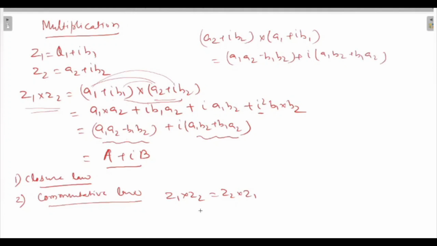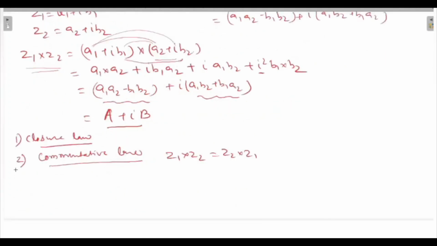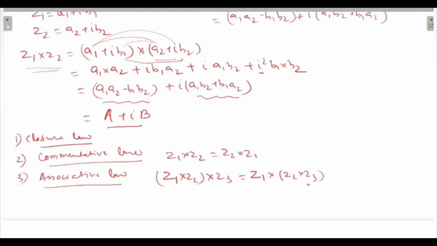So z1 z2 will be equal to z2 z1. This is the commutative law. The associative law will also be applicable here, which is nothing but z1 into z2 and a third complex number z3, or we multiply z2 and z3 first and z1 later. It will not change. I'm not going to prove it, but if you want, just take three complex numbers and try it. You will end up with the same result. So this is the associative law.